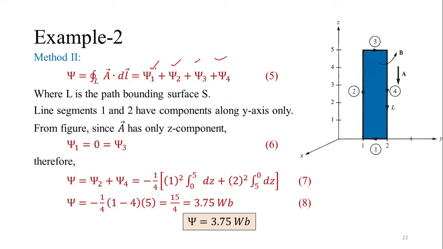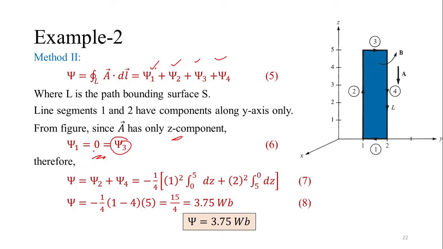Here line segments 1 and 2 have components along the y-axis, and since A has only a z component, you can tell that ψ1 and ψ2 are 0. There is no component along the y-axis, since it has only a z component.